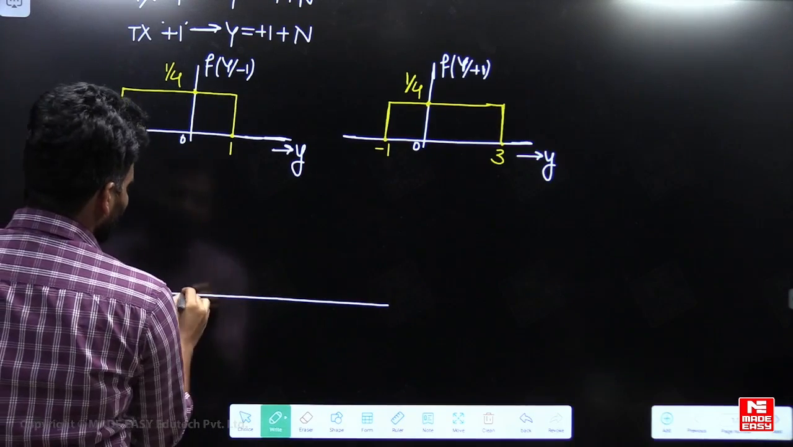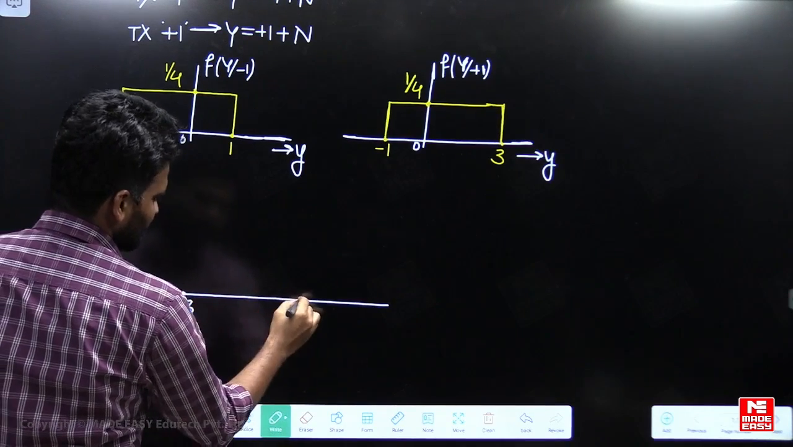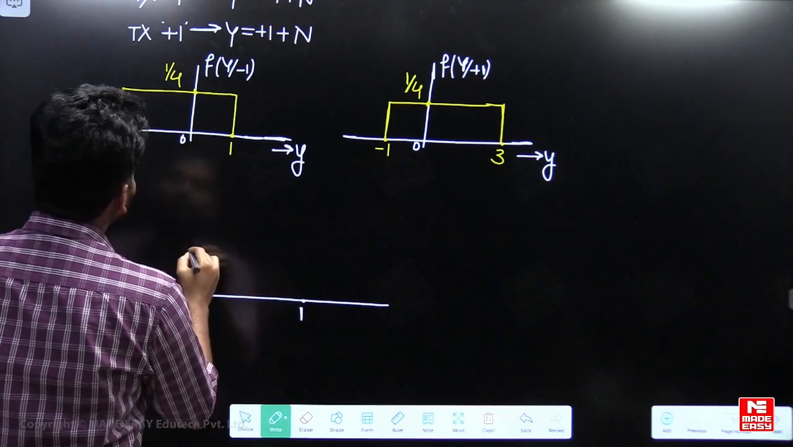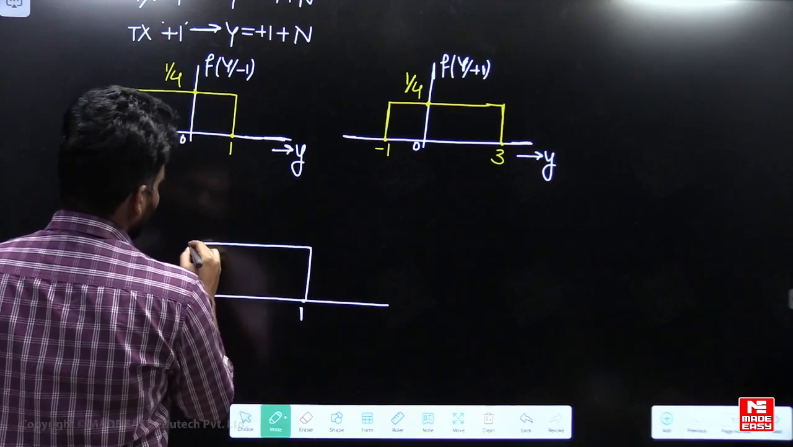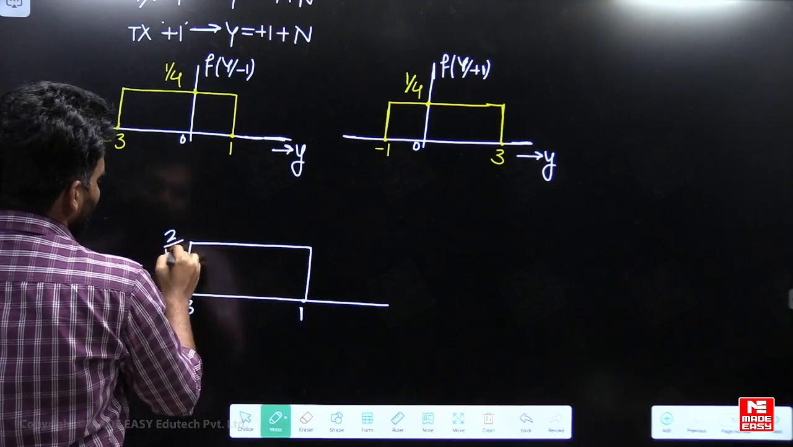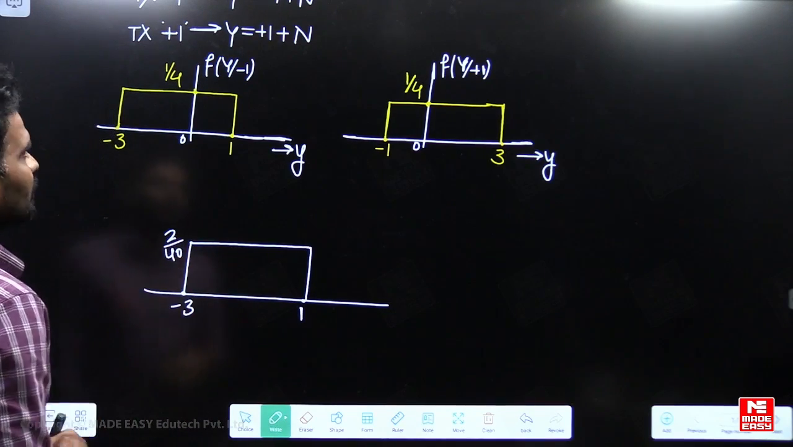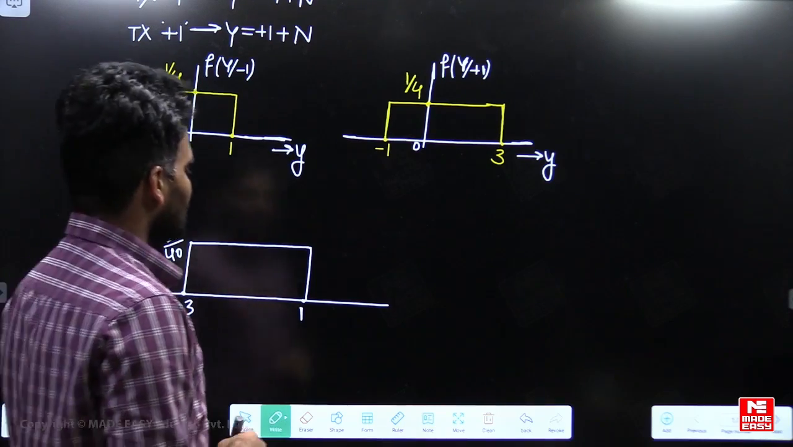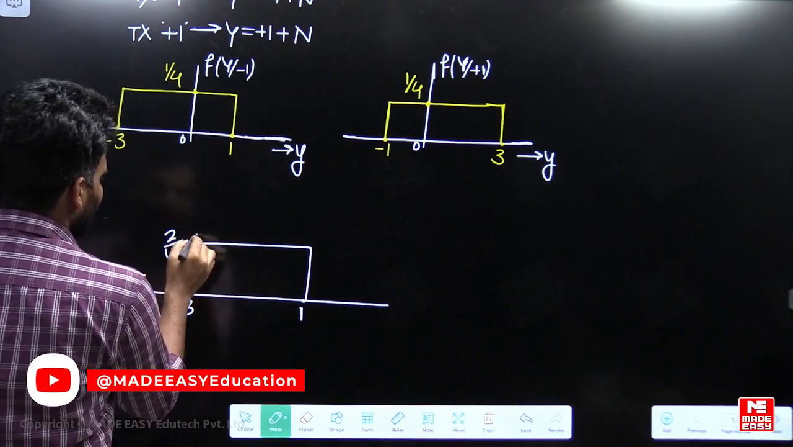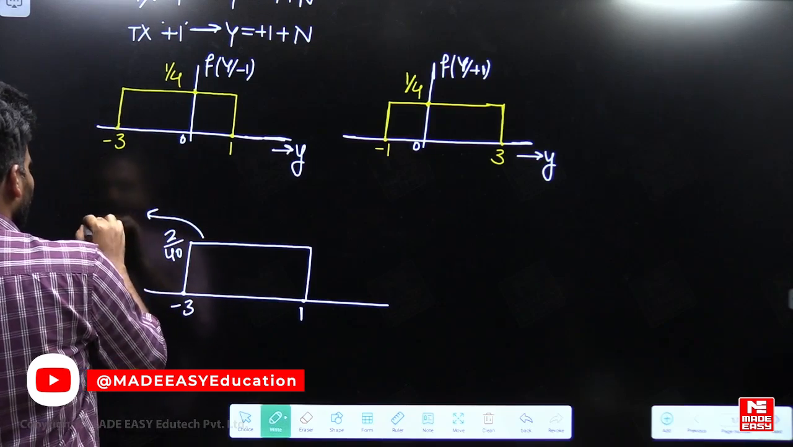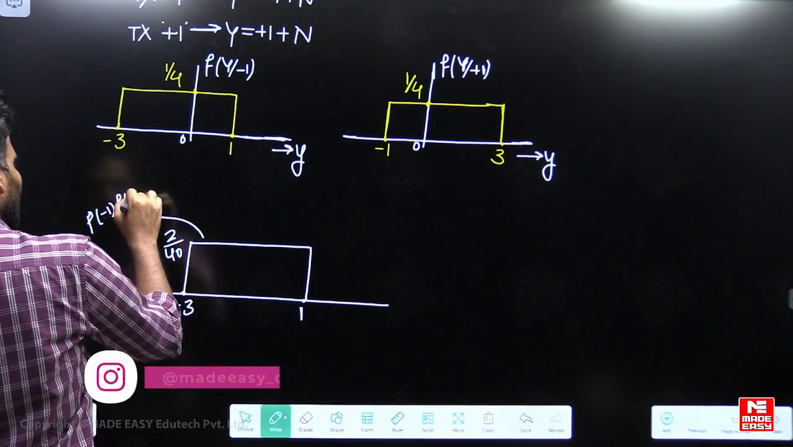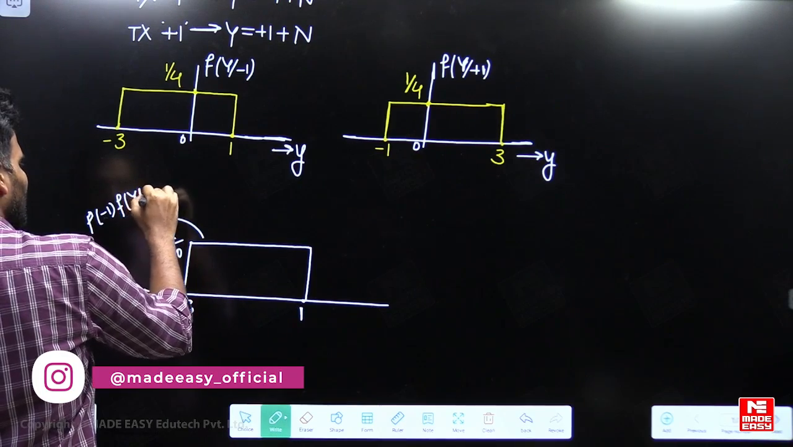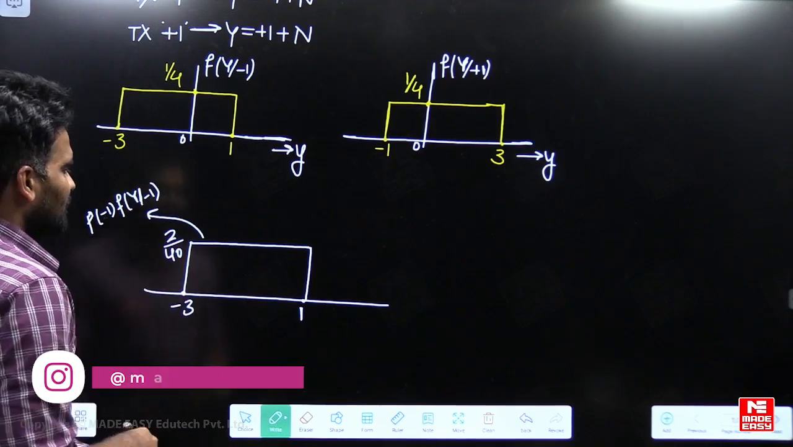So minus 3 to 1. This value you will get is 2 by 40. You will get, yes, no? So this is what I plotted here. This is P minus 1 fy by minus 1.